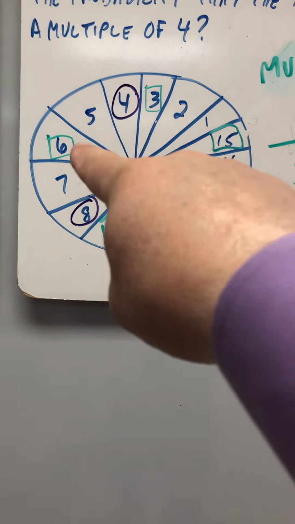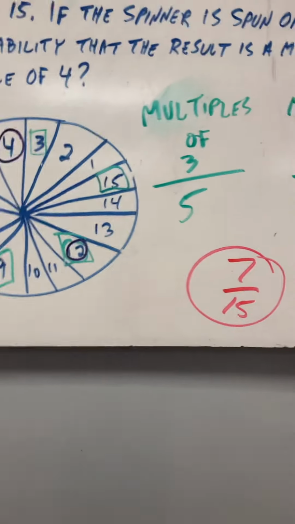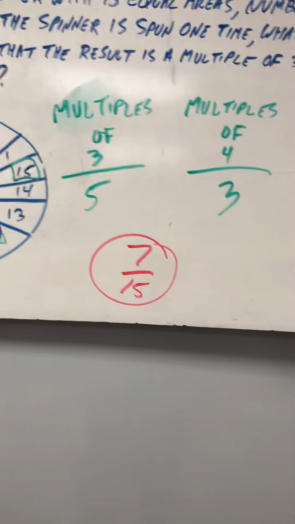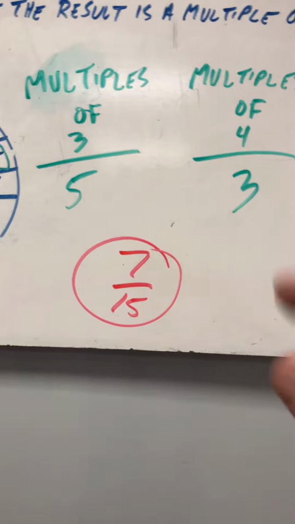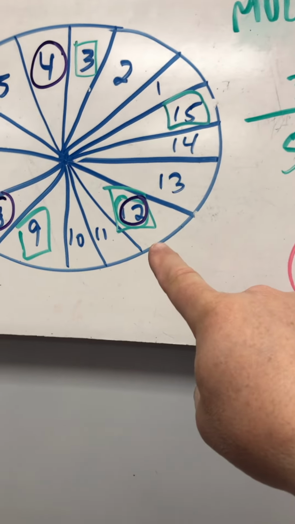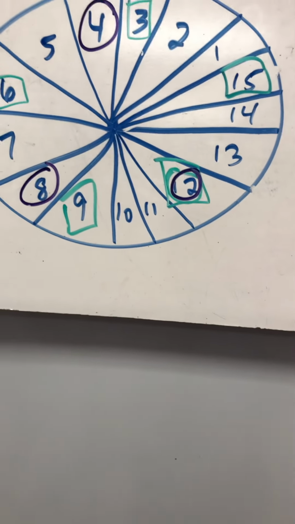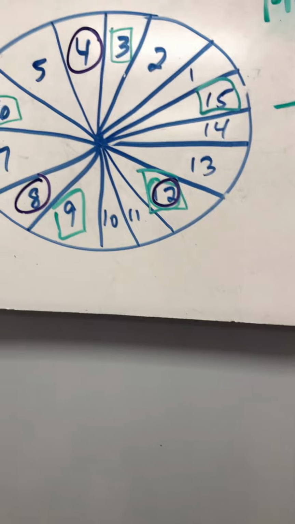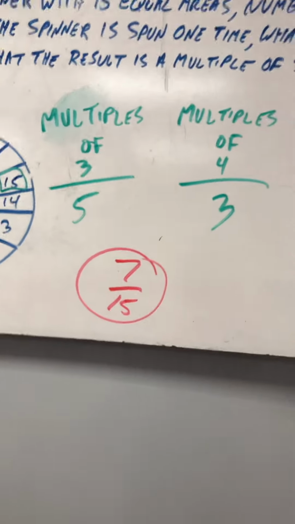1, 2, 3, 4, 5, 6, 7. Okay, so there are 5 multiples of 3, there are 3 multiples of 4, but this 12 is a multiple of 3 and 4, so we can't count it twice. I gotta remove one of those. And you get 7 out of 15.